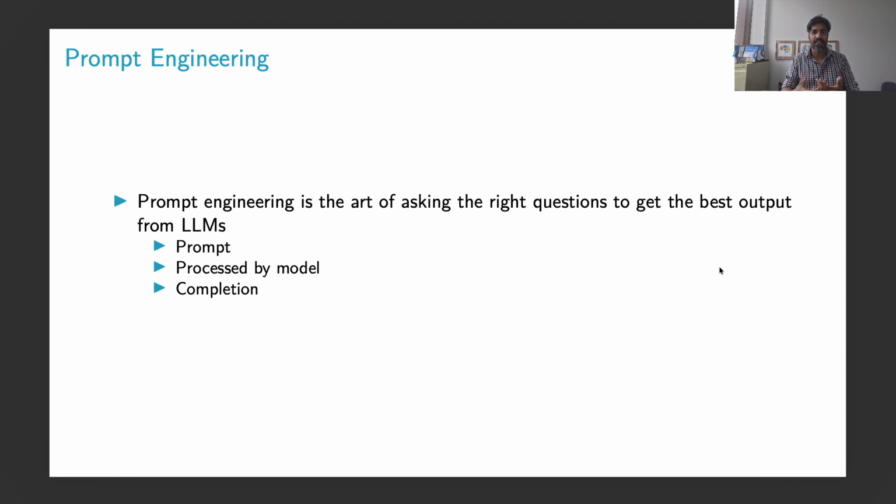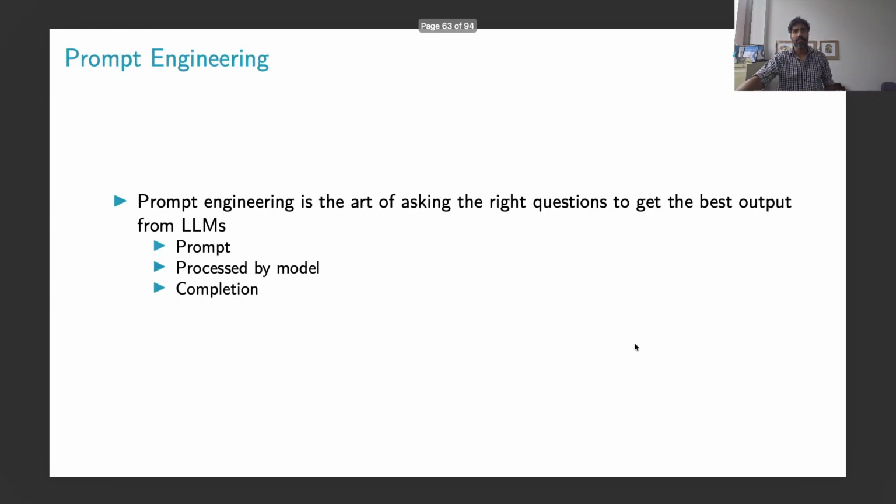So it really comes back to the mechanisms of how it works. At its fundamental, it's the art of asking the right questions to get the best output from LLMs. And I use the word art there intentionally because it really is an art form and creative process with some structure that I can help you along with. So how the whole process works is you have a prompt, something you put into the text box of the LLM, it's processed by the model, and you get a completion, which is the output.